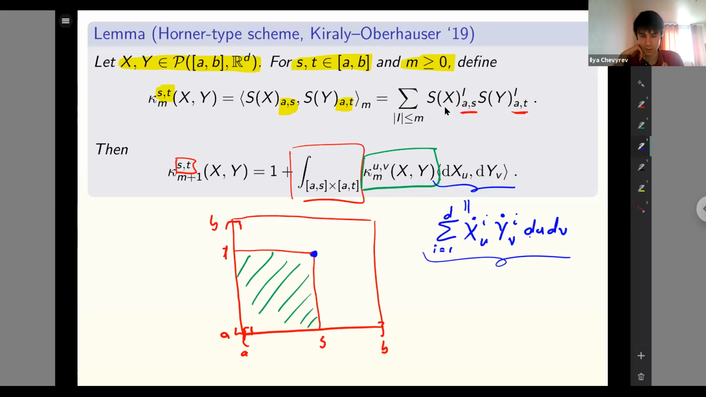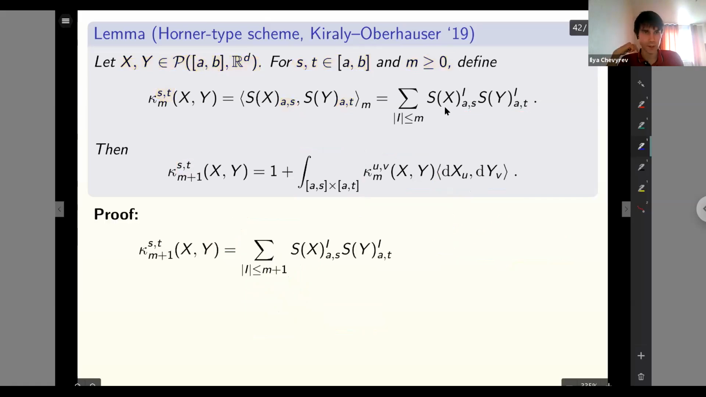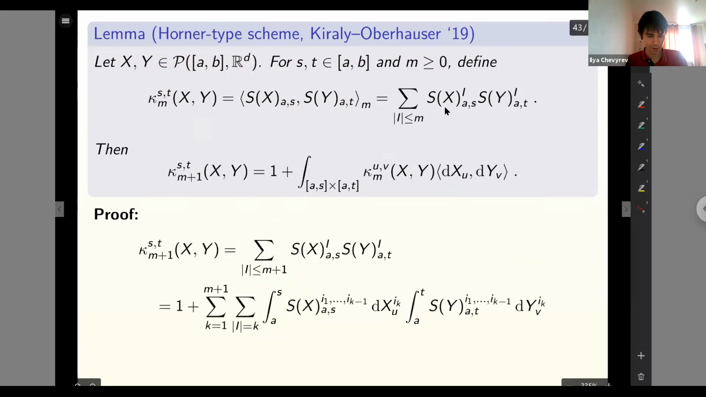Okay, and so probably I could even leave the proof of this as an exercise. It's actually very straightforward. I think it's a very nice remark, but the proof is very straightforward. I've included it here for completeness. So I first just written out the definition again, and then I apply the definition of the signature, the recursive definition. So for I, the length of I equal to 0, the only word is the empty word, and the value of the signature is 1. So this gives us this term here.